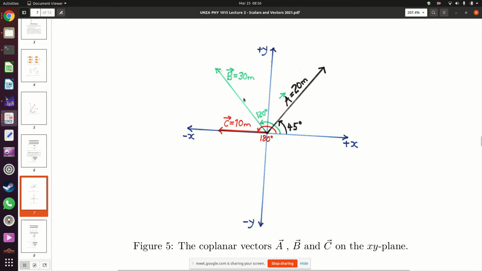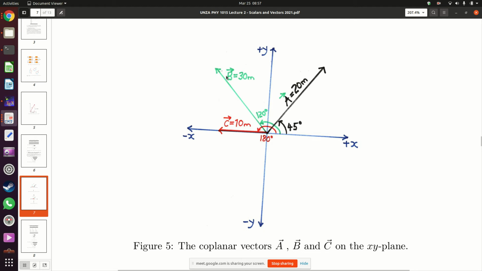Then we have vector B, the green one here. Vector B, as you can see, it's a line, the green line. It has got an arrow, so that shows you that that's a vector. Then what's the name of the vector? Vector B, and the size is 30 meters. And the angle it makes is 120 degrees from the positive x-axis.